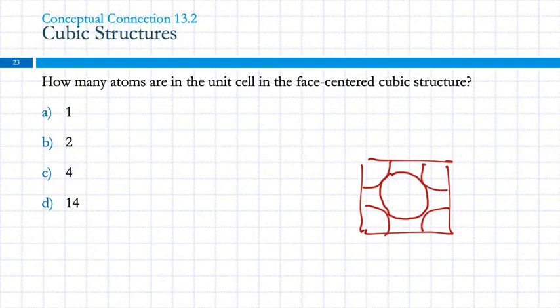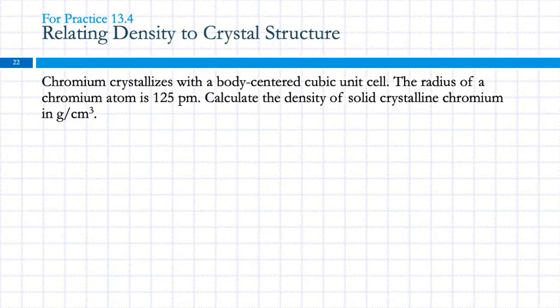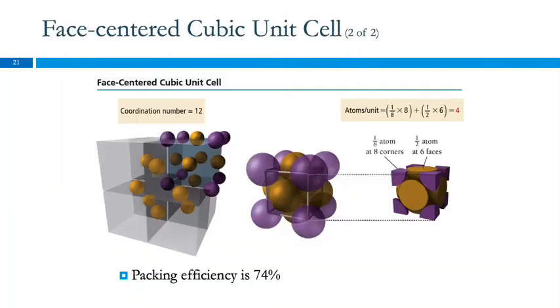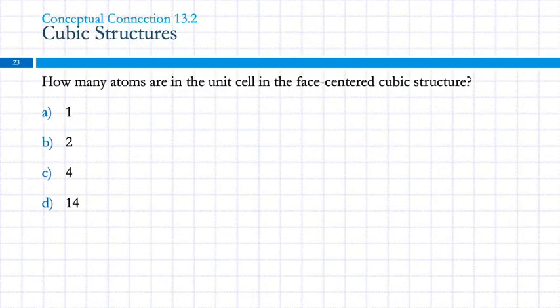Instead of looking at my crappy drawing, let's go back and look at a good drawing. This one. So we have 1/8 of an atom at each of the corners, so that adds up to 1 atom. And then we have half of an atom on this face, half on that face, half on that face, half an atom at 6 faces. So how many atoms in the face-centered cubic structure? 4.